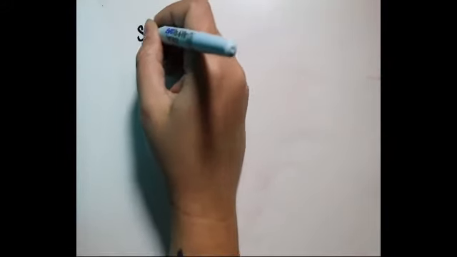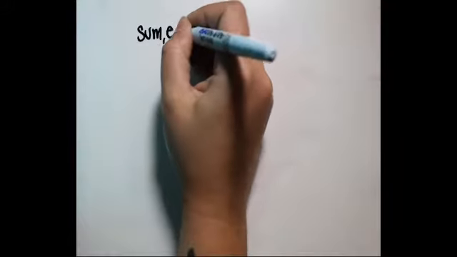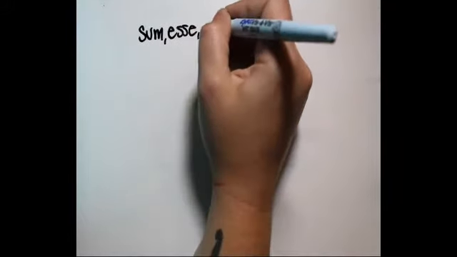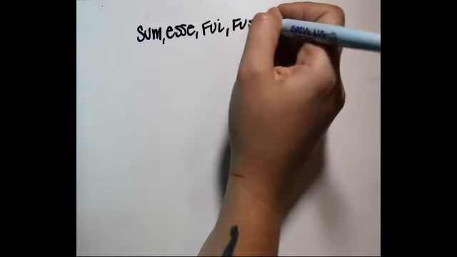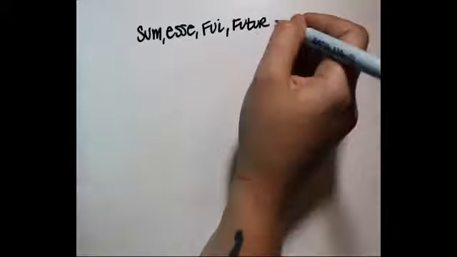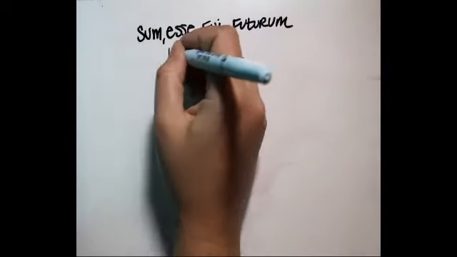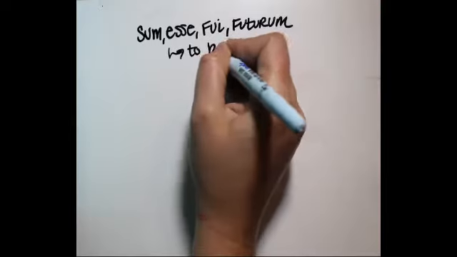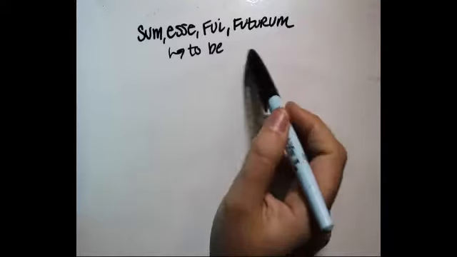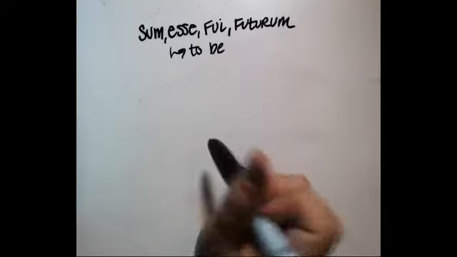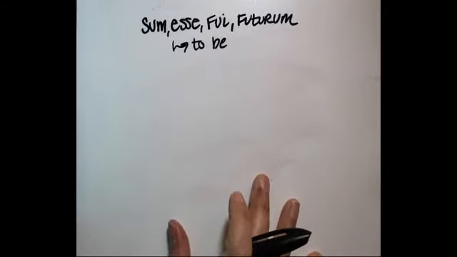The verb to be in Latin is an irregular verb. So we have sum, esse, fui, futurus, or futurum. This is where we get our is, was, will be for Latin. It's where we get the English word future, essence.